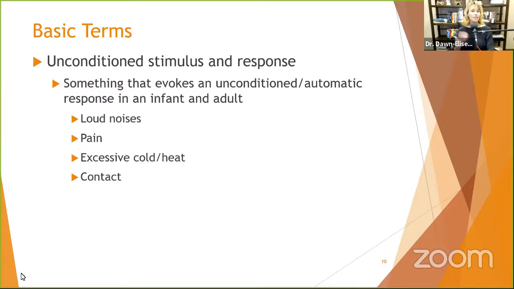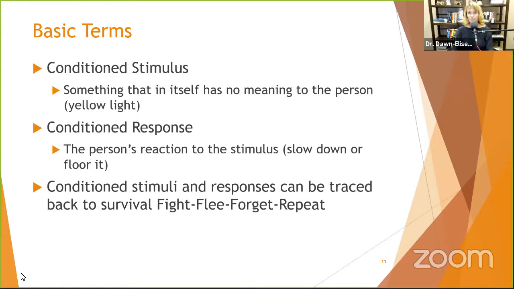So helping people understand why they respond certain ways. It may not have anything to do with prior experiences. It may be just the way they were wired. It's one of those unconditioned responses and stimuli. That's okay, because then they can say, you know what? Loud noise, not a big deal. Go on about my business.